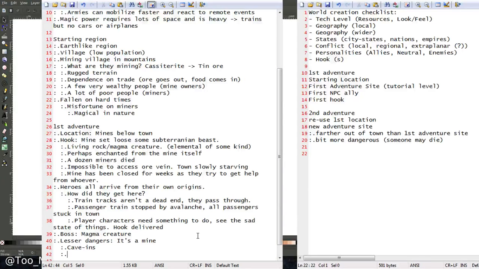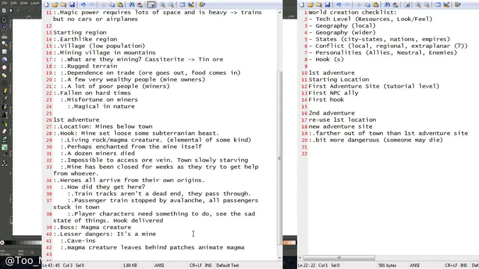Or maybe the magma creature leaves behind patches of lava. Patches of animate lava, magma. It's magma when it's below ground, I think. So we have some environmental dangers just because it's a... What's the other thing?